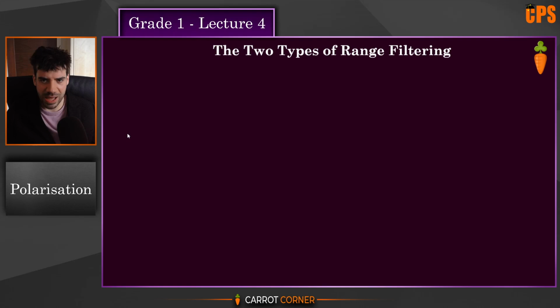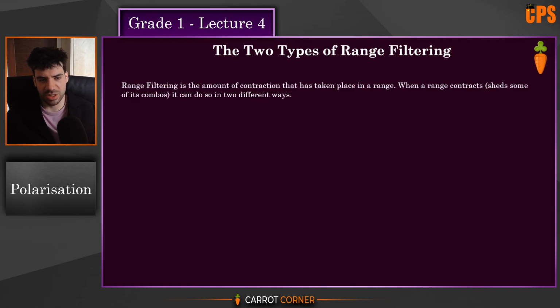So there are 2 main types of range filtering. That's to say 2 ways in which ranges can reduce the number of combos that they have in certain directions. So range filtering, to start with, is simply the amount of contraction that's taken place in a range. When a range contracts, it basically sheds some of its combos, and it can do so in 2 different ways. It doesn't just lose its combos randomly. It's not like when your range tightens and becomes less combos because you open in the hijack. It's not as if you fold half of the combos of aces and open half of the combos of 8-4 offsuit.